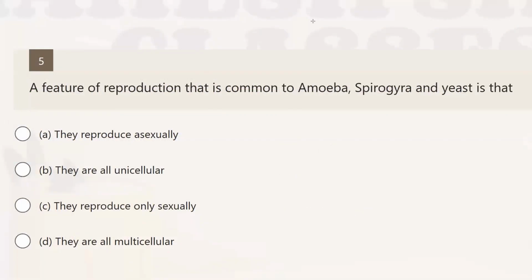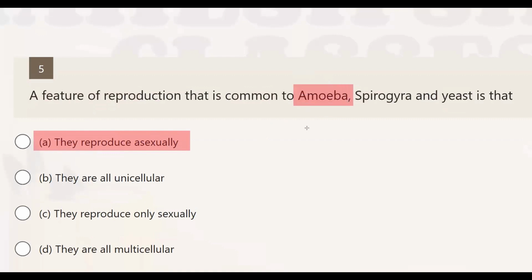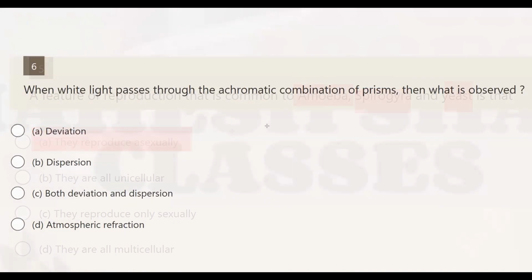In the third MCQ, it says the feature of reproduction that is common to these organisms: amoeba, spirogyra, and yeast. So you know that they all reproduce asexually, right? They have an asexual mode of reproduction. Like amoeba reproduces by binary fission, spirogyra by fragmentation, and yeast by budding. So they are all unicellular organisms and they reproduce asexually only.